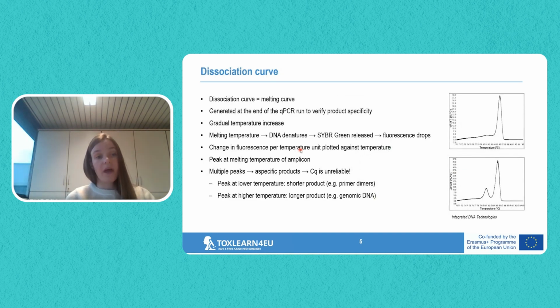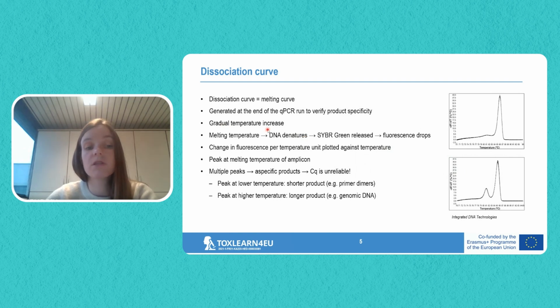Then, after generating the amplification curves, the device will also generate a so-called dissociation curve or melting curve. This is done at the end of the qPCR run, and the main aim of this curve is to verify product specificity. Because as I mentioned, SYBR Green will also be able to bind to aspecific products like, for example, primer dimers. How does the device do this?